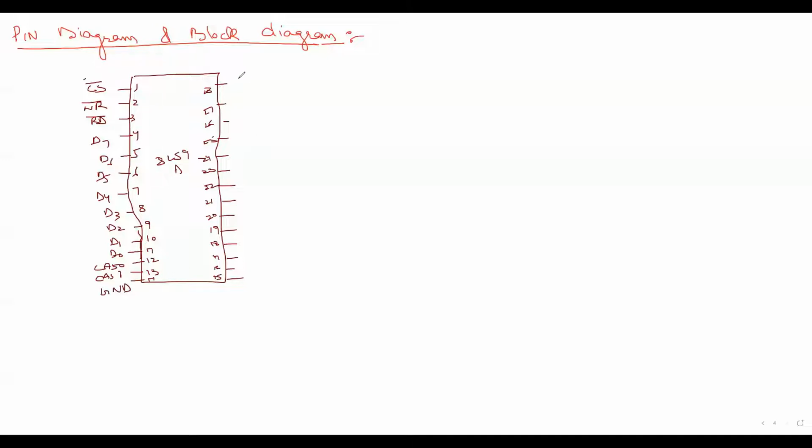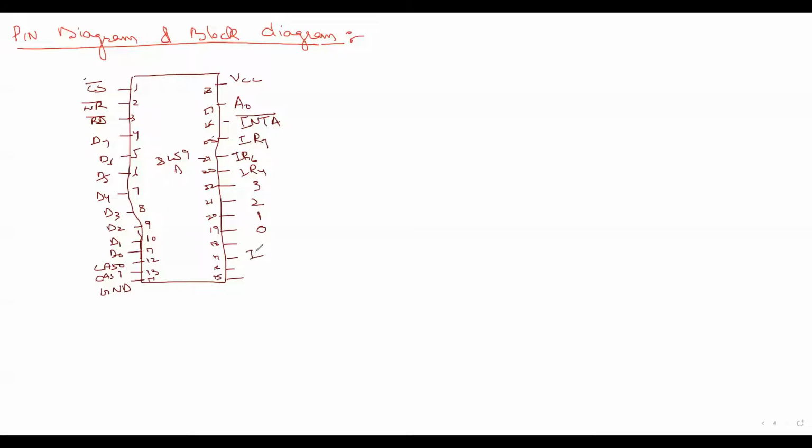This is ground, and this is the voltage. This is pin A0. So these are the names of these pins. Please don't compare these names with the names of the pins of microprocessor 8085. They have different pins. Then we have IR7, IR6, IR5, IR4, IR3, IR2, IR1, IR0.